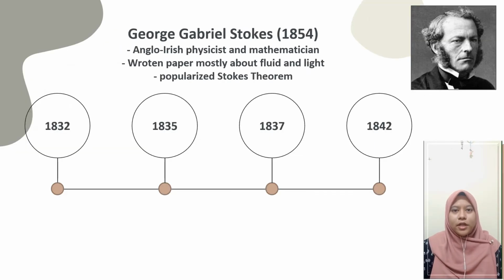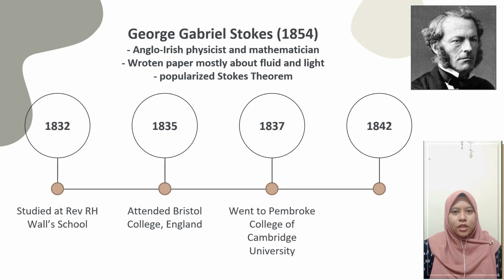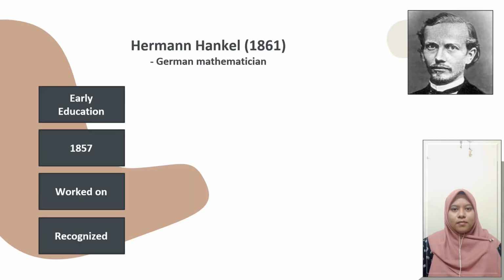Next, we have George Gabriel Stokes. He is an Anglo-Irish physicist and mathematician. In 1832, he studied at Reeve R.H. Walsh School. He also attended Bristol College and Pembroke College of Cambridge University. His first paper was published in 1842. His papers were mostly about fluid and light. Stokes settled the science of hydrodynamics with his popular theorem, known as Stokes' theorem.